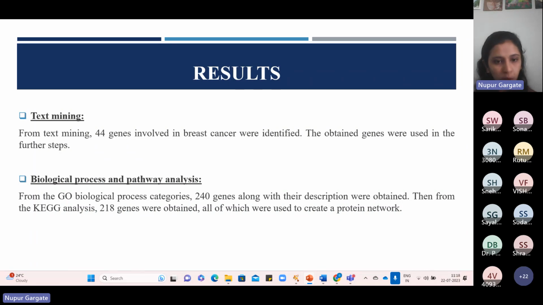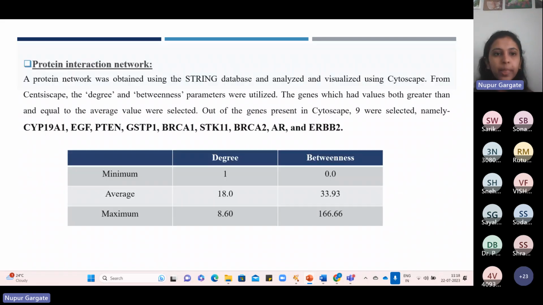From the GO biological process, 240 genes were obtained along with their description. And all of these 240 genes were used in the next step, which was KEGG analysis, from which 218 genes were obtained. And now all of these 218 genes were used to create a protein network in STRING.